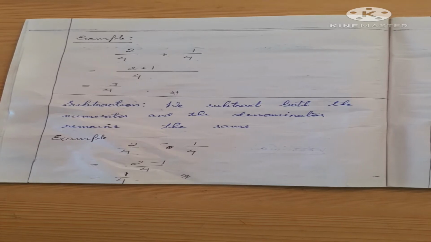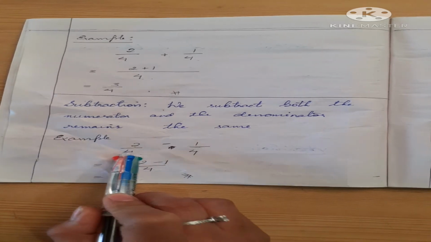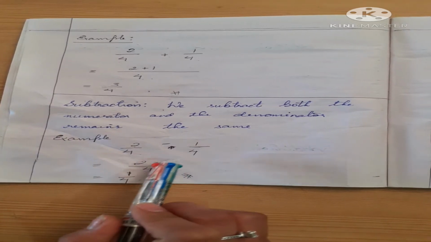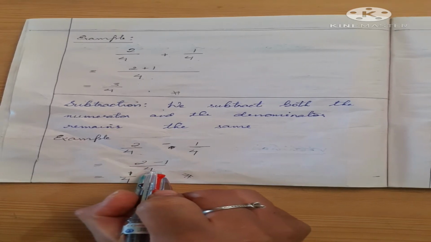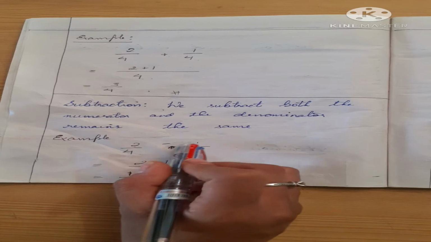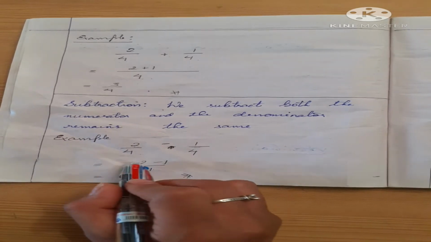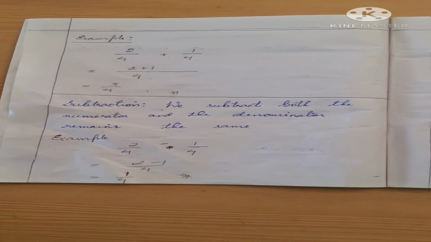Look at it here carefully. Instead of this 2/4, I take only 1/4, which is the new denominator, and taking down the numerator as it is, 2 minus 1. If we minus 2 and 1, we get 1.